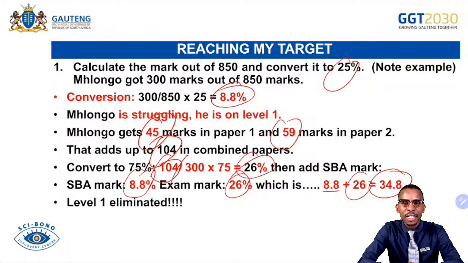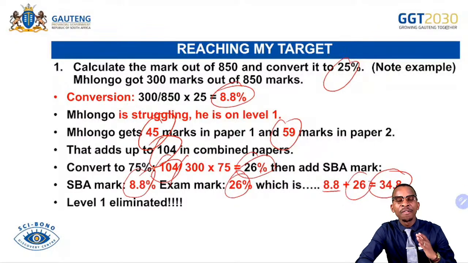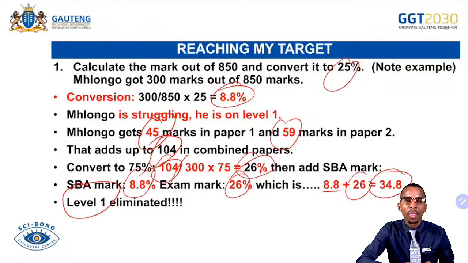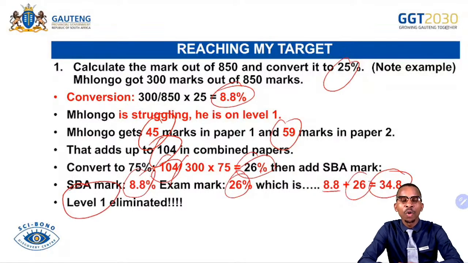Level 1 has been eliminated. It is very important for us to eliminate level 1s. Please, candidates, you need to be smart. This should not be our problem. Our problem should be achieving level 5 going up.